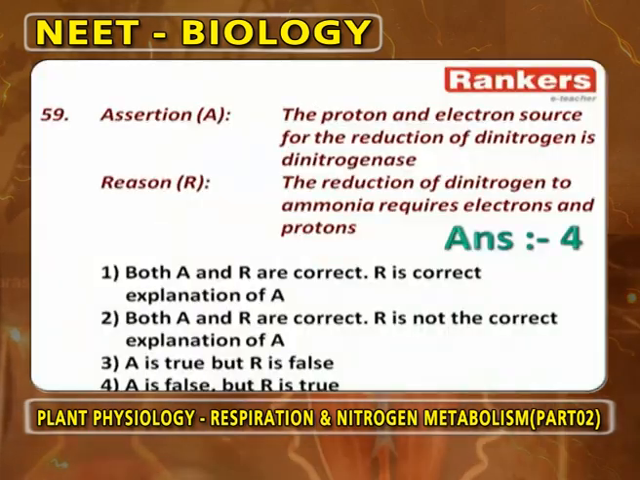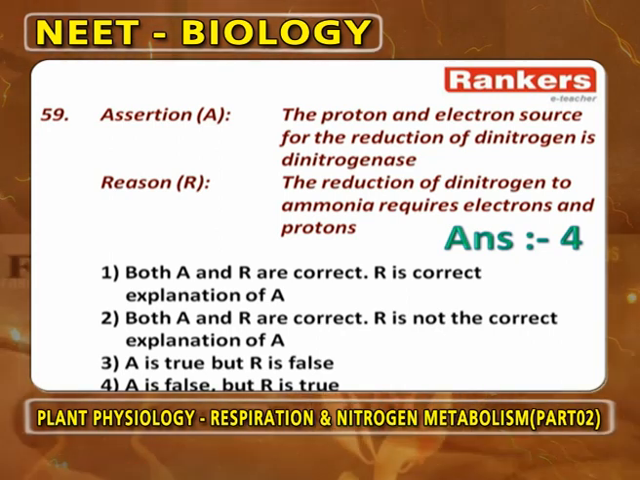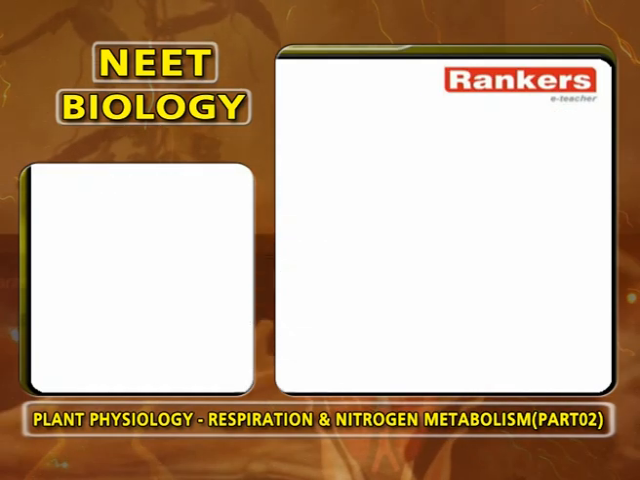It is pyruvic acid in the majority of plants, in biological nitrogen fixation. So the statement that the proton and electron source for reduction of nitrogen is dinitrogenase is wrong. The statement that the reduction of dinitrogen to ammonia requires electrons and protons is correct. So A is true, R is false.